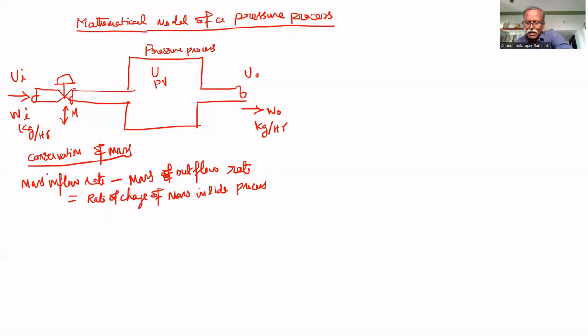For this, what we can write is, mass inflow rate is Wi minus mass outflow rate equal to W0 equal to C du by dt. The mass inside the tank is a function of pressure. If you multiply by this gas constant, where C is the gas constant.